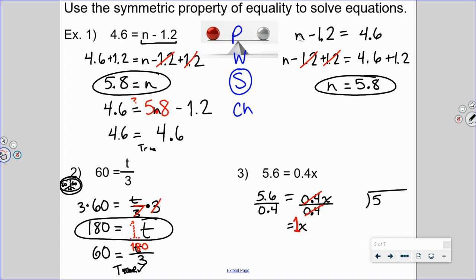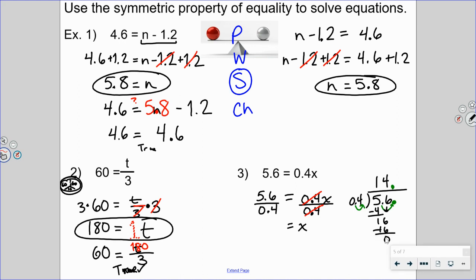Now we go off to the side. 5 and 6/10 divided by 0 and 4/10. Oh, wait a second. Let's go ahead and change that to 4 wholes, changing it to 56 wholes. Now 4 goes into 5 once, and 4 goes into 16. Oh, look at that. A very nice 4 times. And so our final answer is 14.